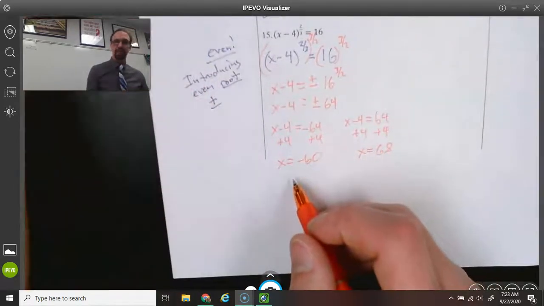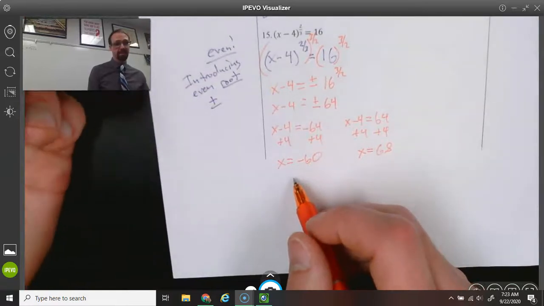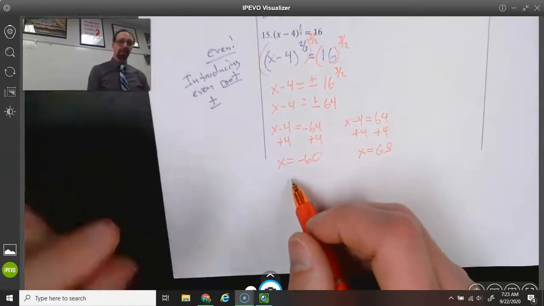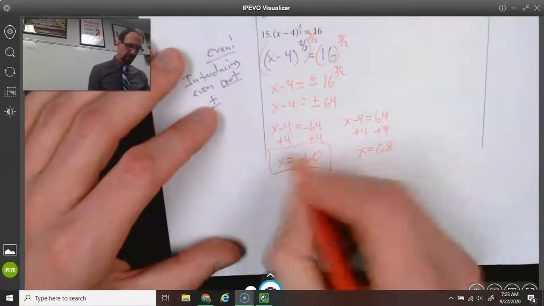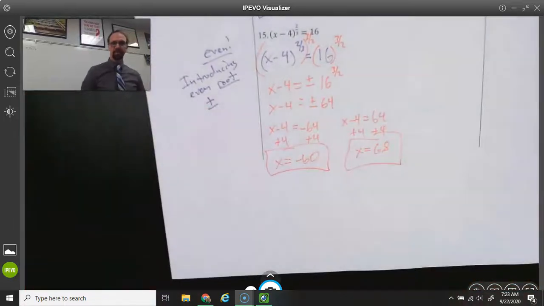So be careful if it's an even root. Remember, if it's an even root, you need to check the domain. And if you're introducing an even root, then you need to remember the plus minus. So these are our two solutions.